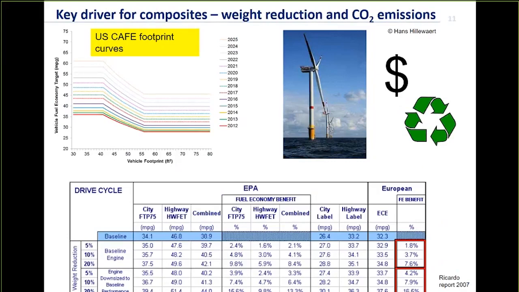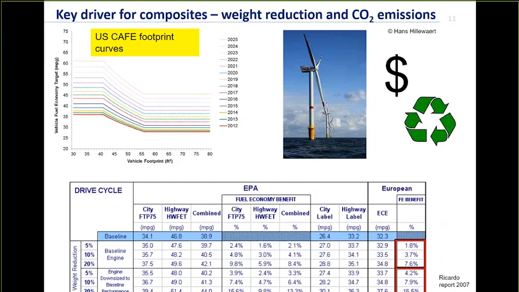Okay, so why are we interested in composites? Well, a lot of it's about weight. Take the automotive industry, for example. In the auto industry, there's massive pressure from the US CAFE standards to reduce fuel consumption and CO2 emissions, and reducing weight is one of the key ways of achieving this.